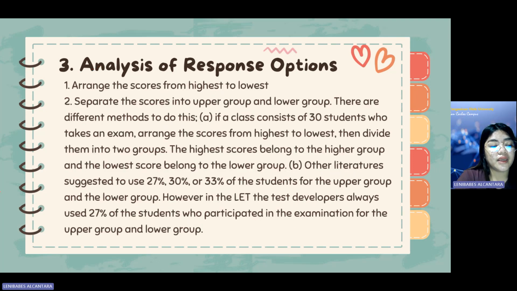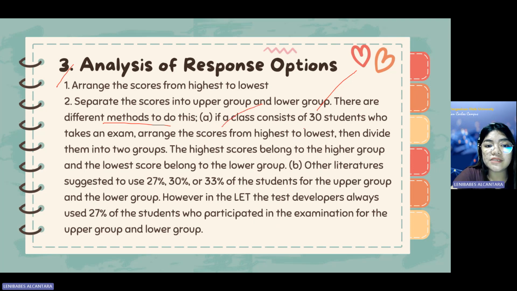Okay? Now, here are the steps, of course. First and foremost, you have to arrange the scores from highest to lowest. So, kung ang estudyante mo na nag-take ng test ay 30, arrange mo muna from highest to lowest. Okay? 50, arrange it from highest to lowest. Number 2, separate the scores in the upper group and lower group. You can do it naman itong number 1 sa Excel. Okay? Meron naman tayong ways paano mag-arrange ng scores from highest to lowest. 2, separate the scores in upper group and lower group. Ayan na yun. May mga pamamaraan tayo nakalagay dito sa pagsaseparate ng upper and lower.